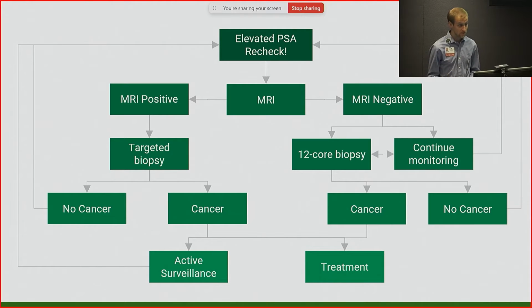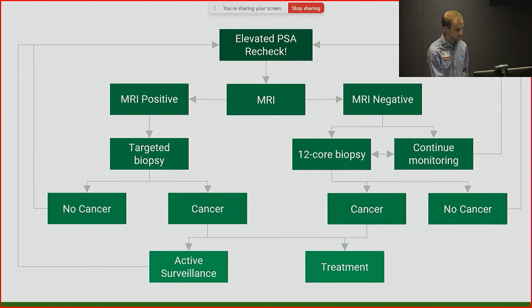Or if the MRI is negative, say they had just a marginal increase in their PSA, they're a consistent person as far as following up with their primary care and with us, then I may check another PSA in 6 months and follow it just a little bit closer for a point of time. And well, if it does continue to go up, then perform a standard biopsy at that point.